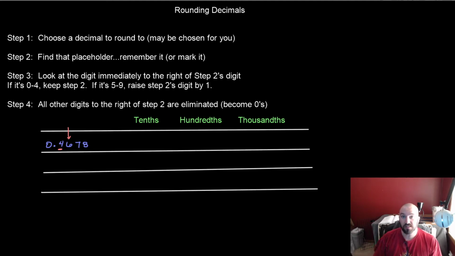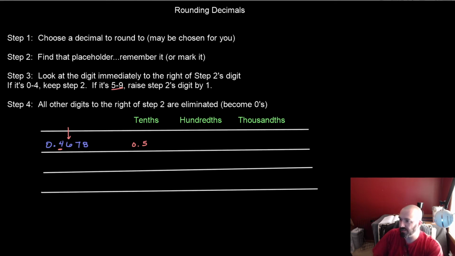This is a 6, so it follows the second rule. We want to go from 5 to 9, so I'm going to raise step 2's digit by 1. So I'm going to raise that 4 to a 5, 0.5. And then if you notice step 4, all of the other digits to the right, they're gone. They all turn to zeros, but they're gone. We don't care about them. They're just not important. Oh, that's too bad. You know, digits have feelings too. Yeah, they do. Anywho, for all you biology geeks out there.